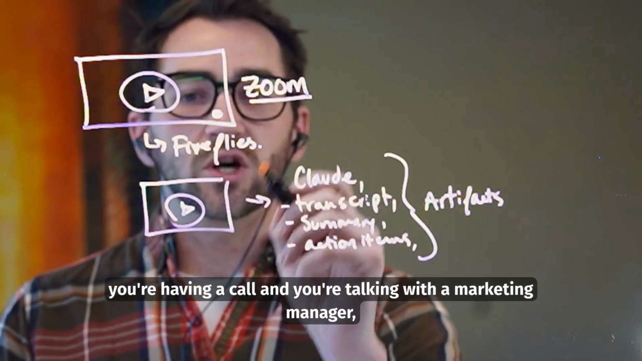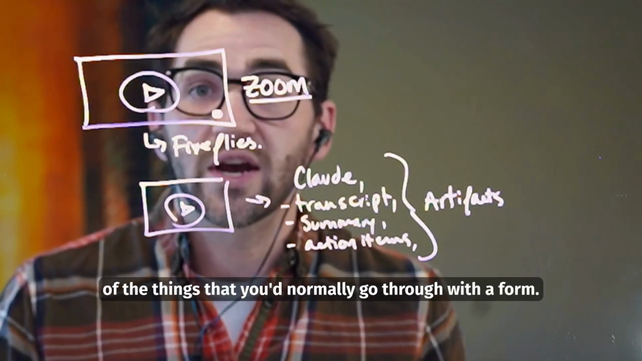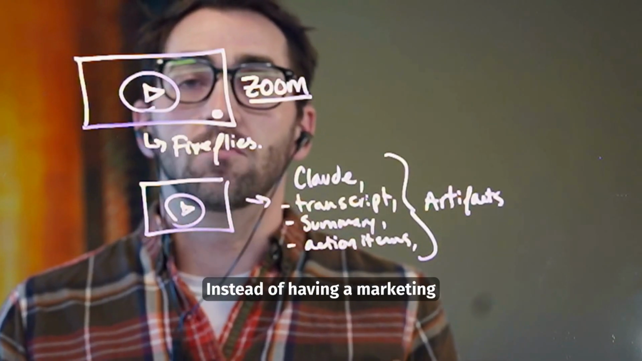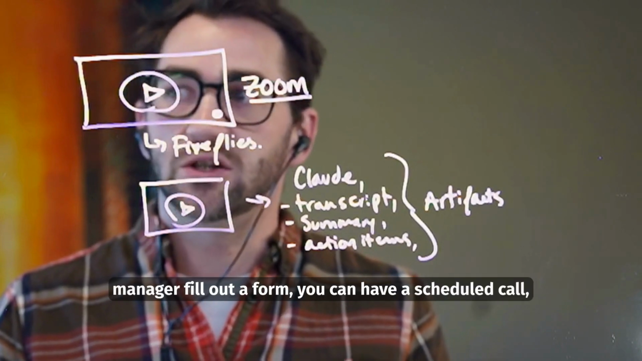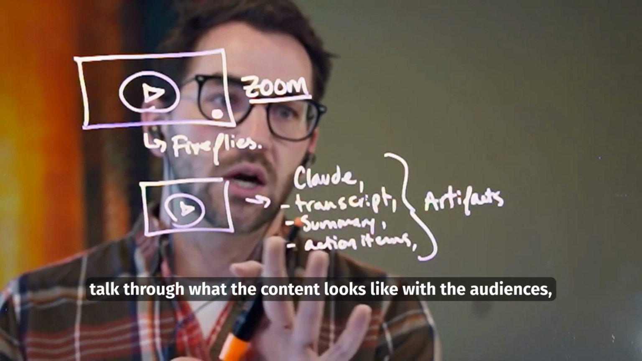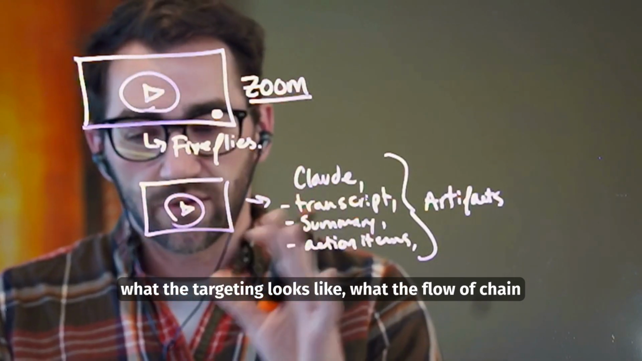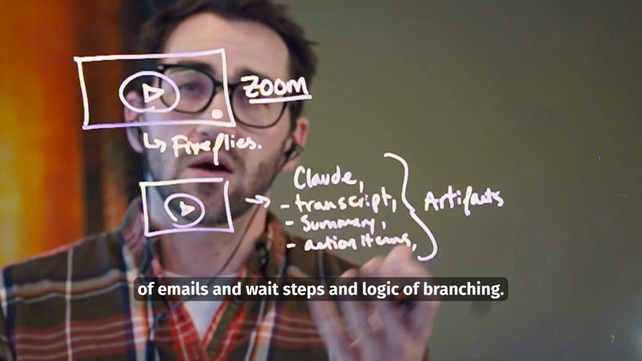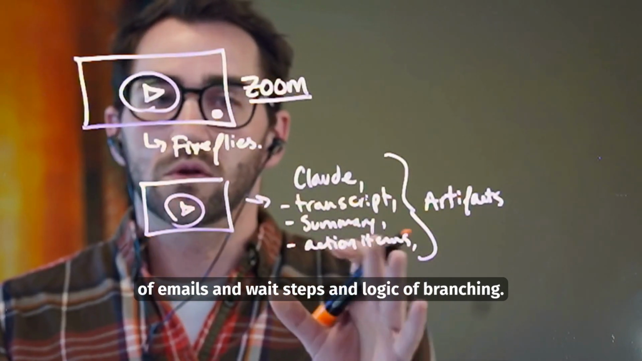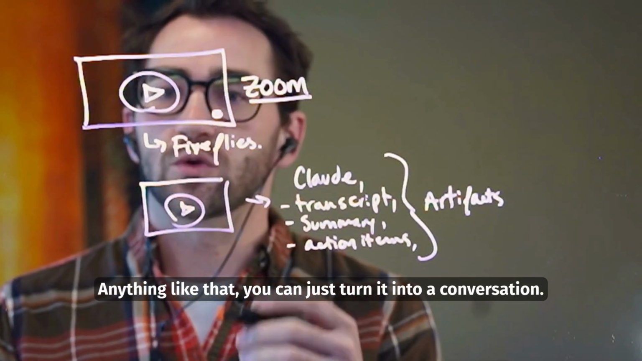So if you're having a call and you're talking with a marketing manager, you can ask for all of the things that you'd normally go through with a form. Instead of having a marketing manager fill out a form, you can have a scheduled call, talk through what the content looks like, what the audience is, what the targeting looks like, what the flow of the chain of emails and wait steps and logic, branching, anything like that. You can just turn it into a conversation.